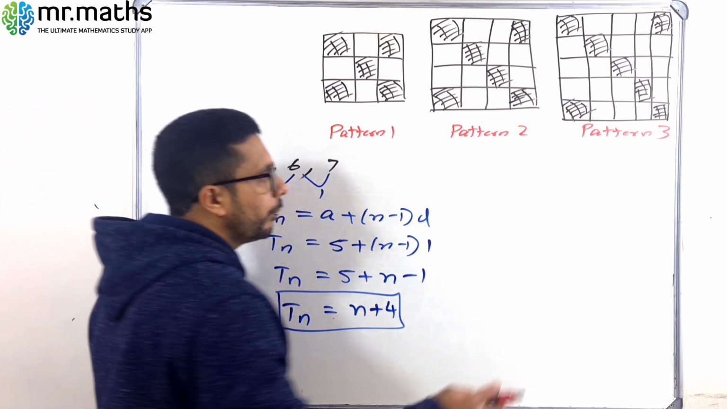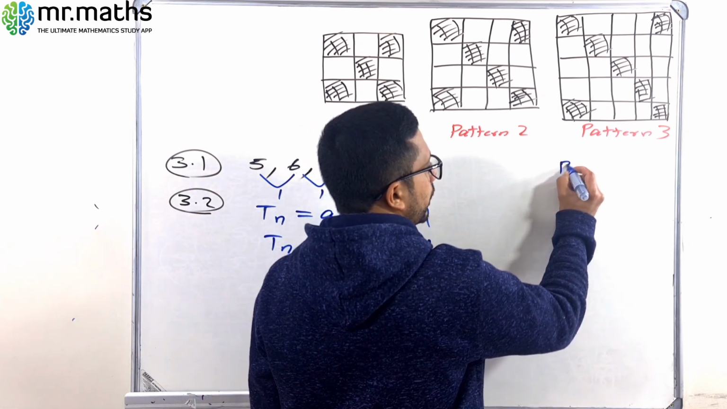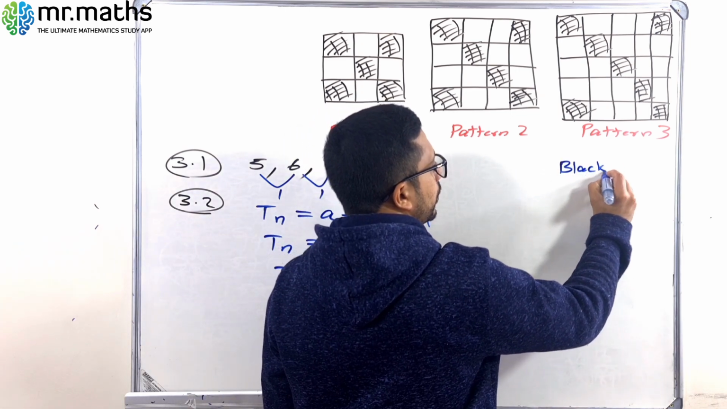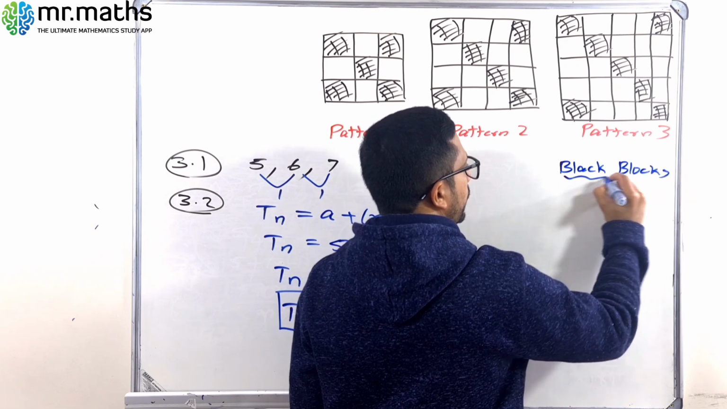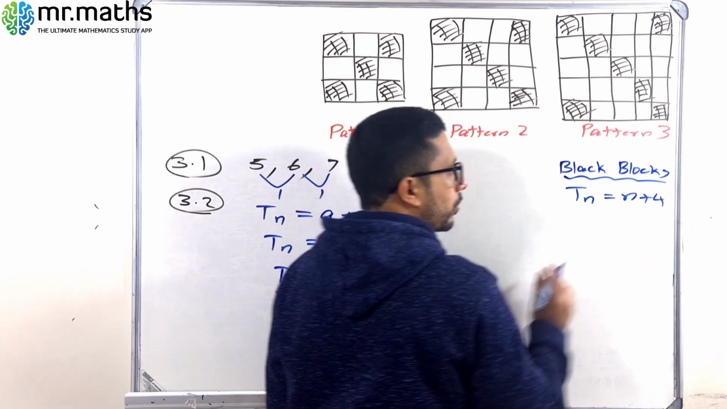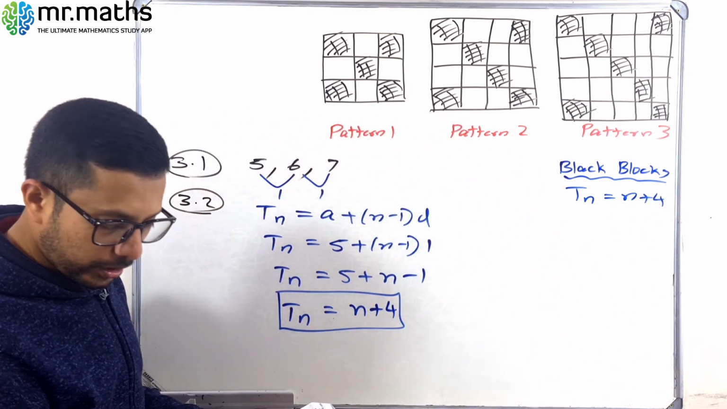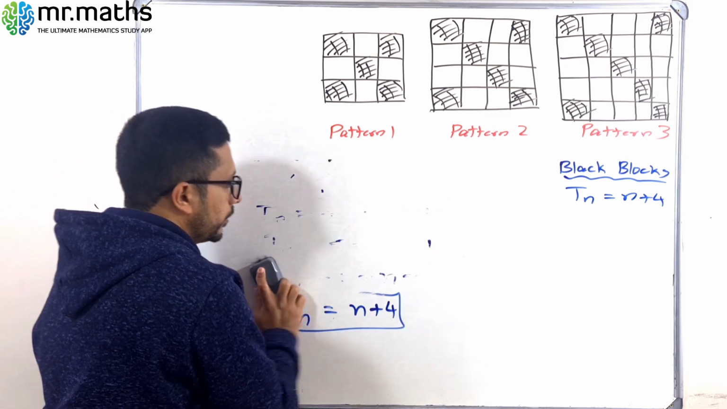So for black blocks, what is the formula? Tn is equal to n plus 4. Now let's move to the next question, 3.3.